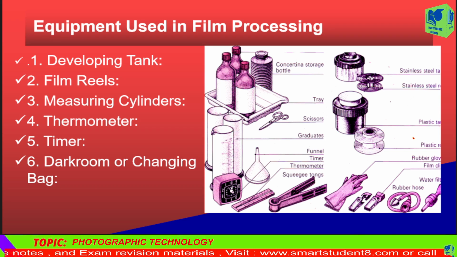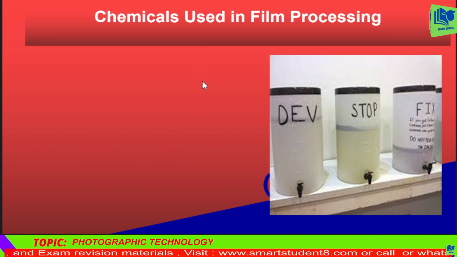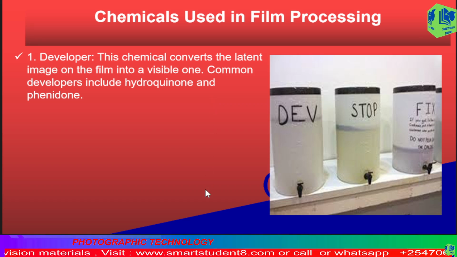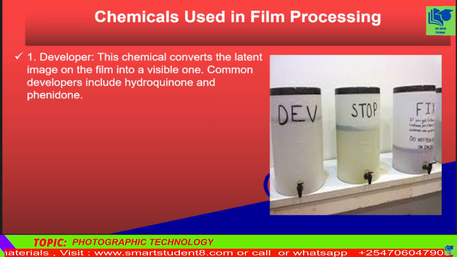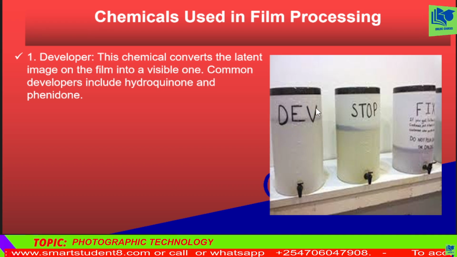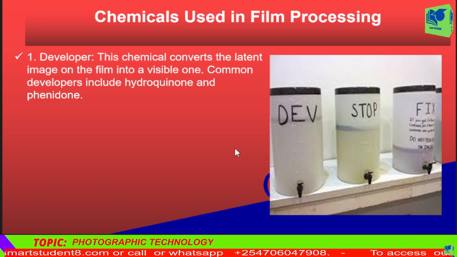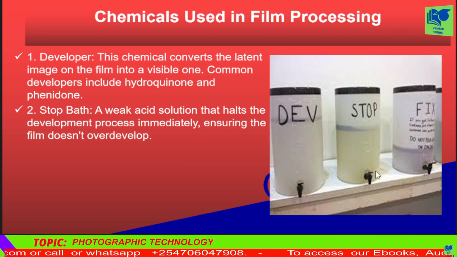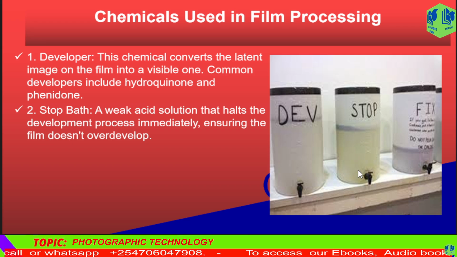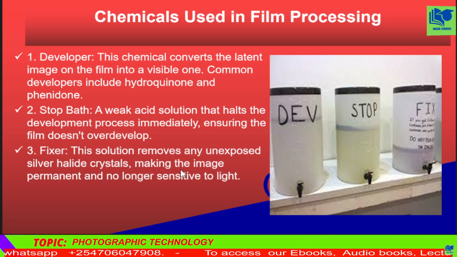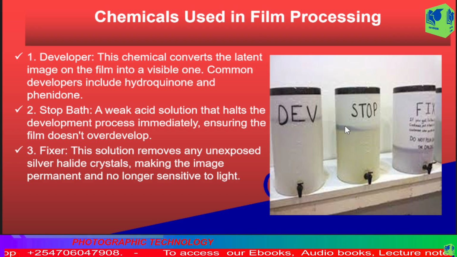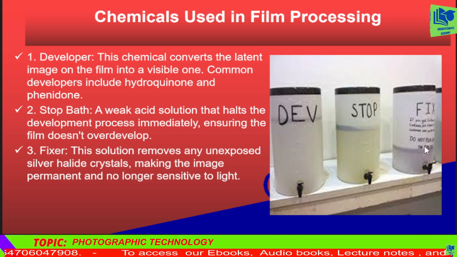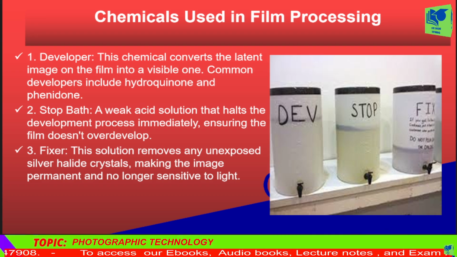Chemicals used in film processing. Developing film involves several chemical solutions. 1. Developer. This chemical converts the latent image on the film into a visible one. Common developers include hydroquinone and phenidone. 2. Stop bath. A weak acid solution that halts the development process immediately, ensuring the film doesn't overdevelop. 3. Fixer. This solution removes any unexposed silver halide crystals, making the image permanent and no longer sensitive to light.